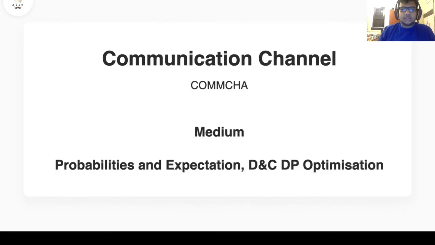Today, we're going to discuss a problem named communication channel. This is a medium level problem, but I think it's closer to easy medium personally. For this, the topics you'll need to know beforehand are divide and conquer DP optimization and probabilities and expectations. I'll very mildly cover both of them in this video itself. However, I strongly recommend knowing both of these as a prerequisite. Now, let's look at the problem statement.